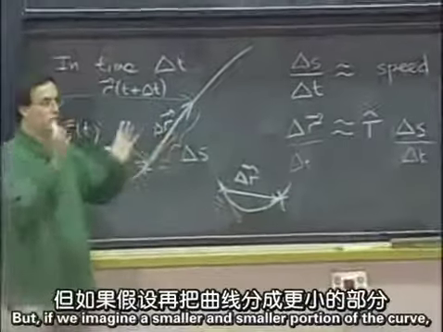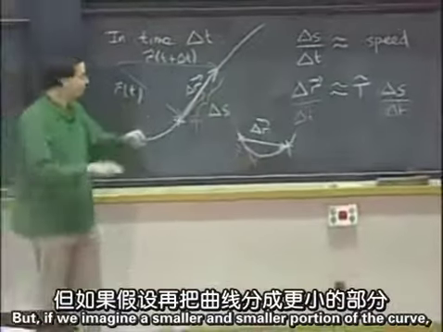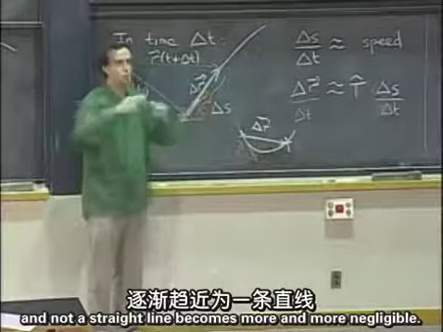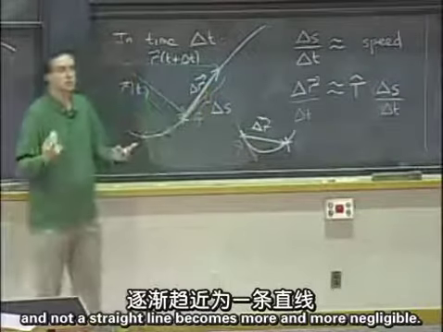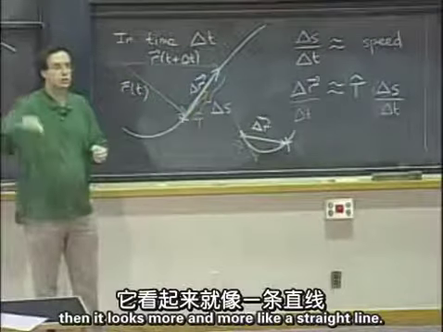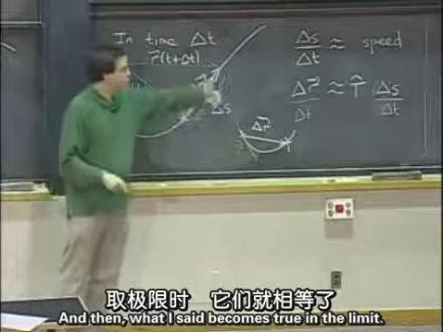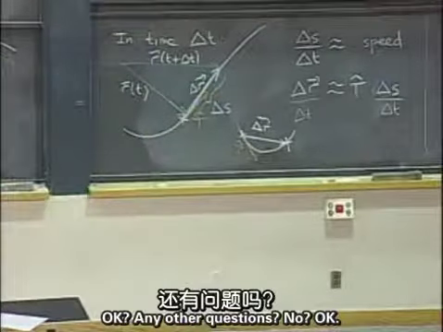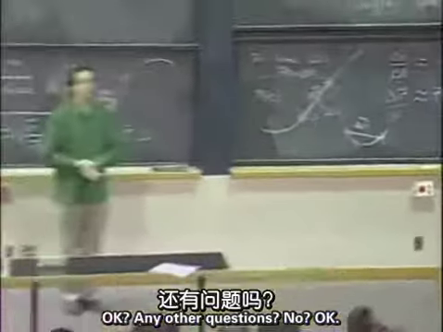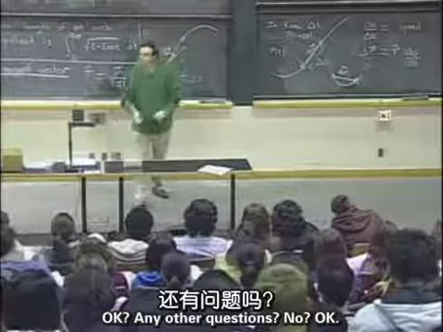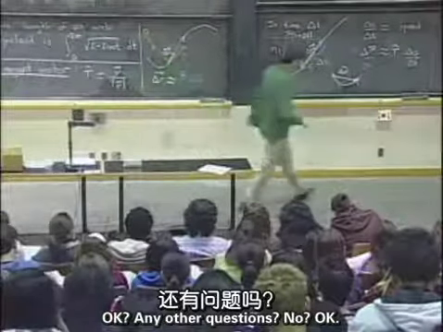But if you imagine a smaller and smaller portion of the curve, then this effect of the curve being a curve and not a straight line becomes more and more negligible. If you zoom into the curve sufficiently, then it looks more and more like a straight line, and then what I said becomes true in the limit. Okay? Any other questions? No? Okay.